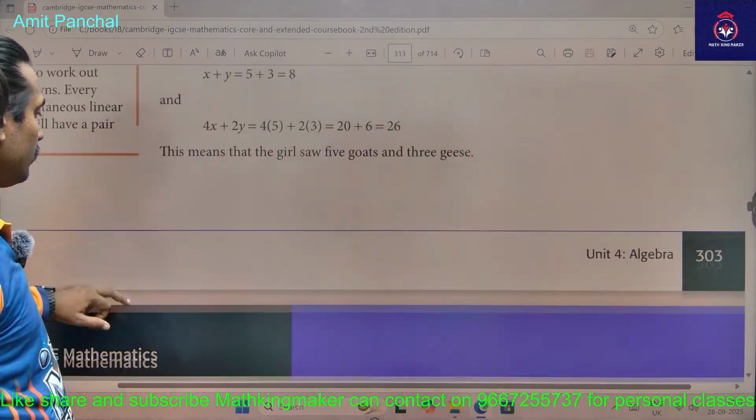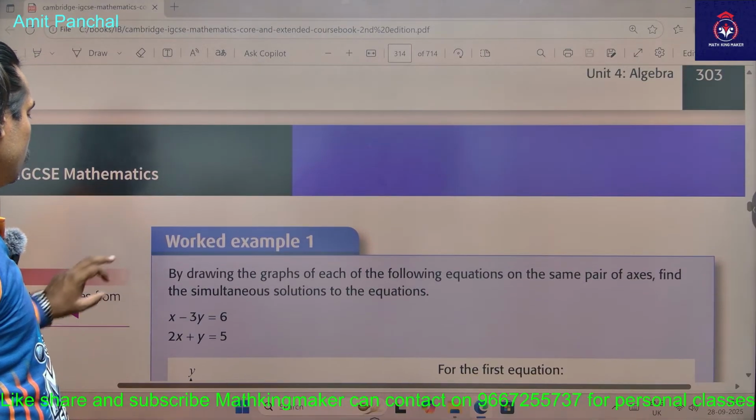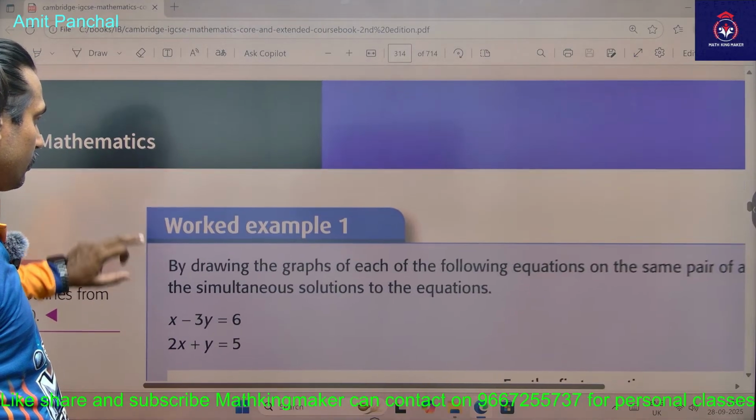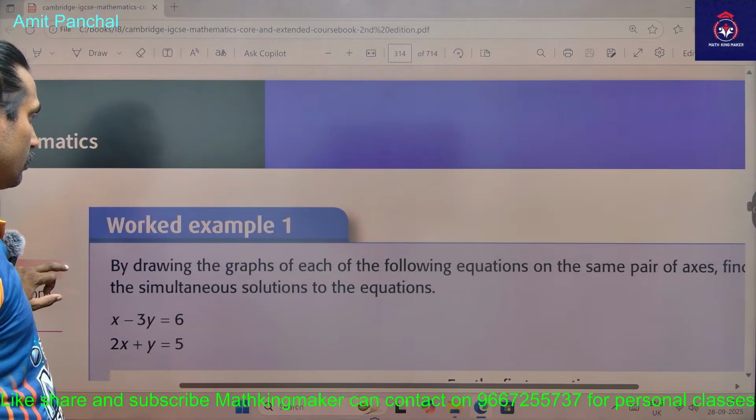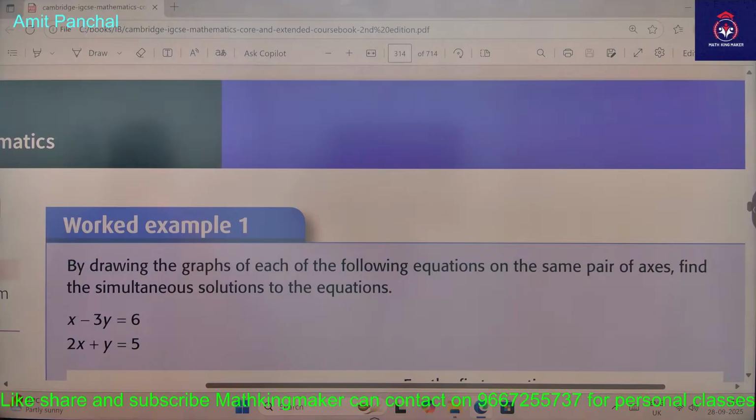Now we'll take another example. Can you do this? Okay, I'll do it. Is it visible? Yeah, it is visible.